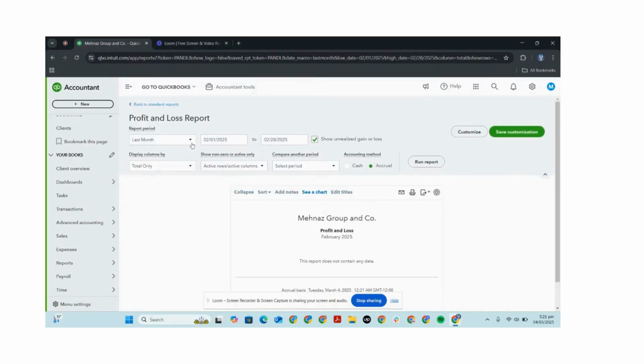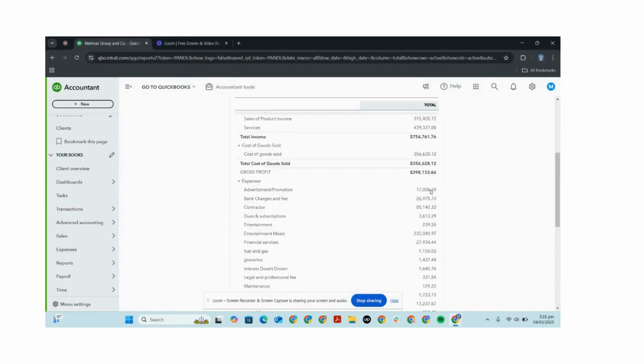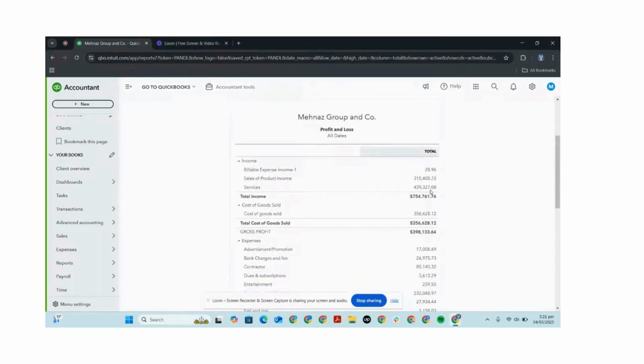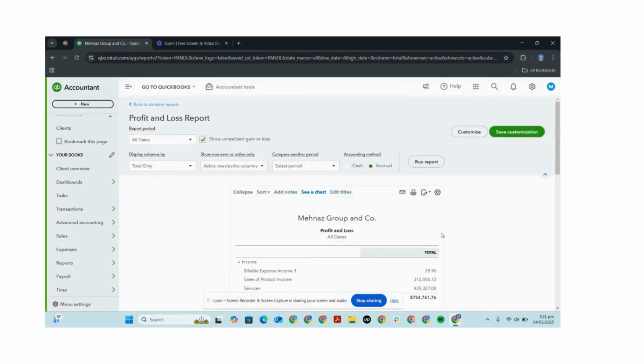So here is the simple profit and loss for this company, and you can filter the dates. If you want the profit and loss for this year, or for the previous year, or quarterly, whatever you want, you can set the filter and run the report, and you can see all of your profit and loss data here: your income, your cost of goods sold, all of your expenses, and your total other income and everything.